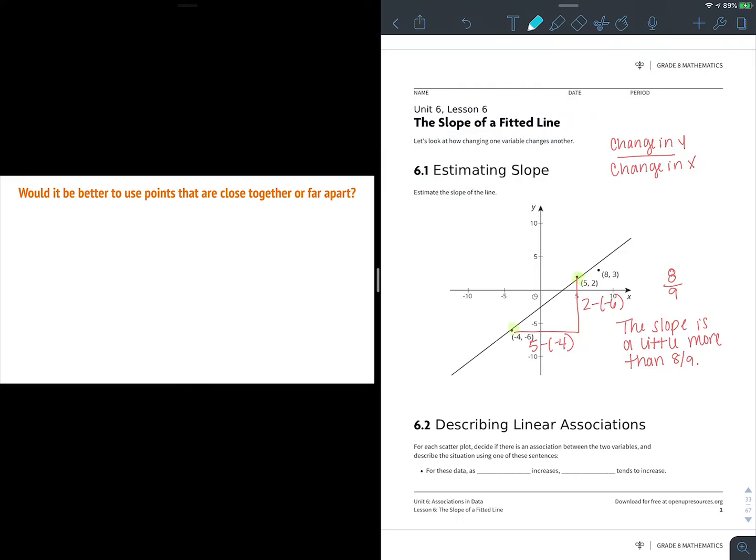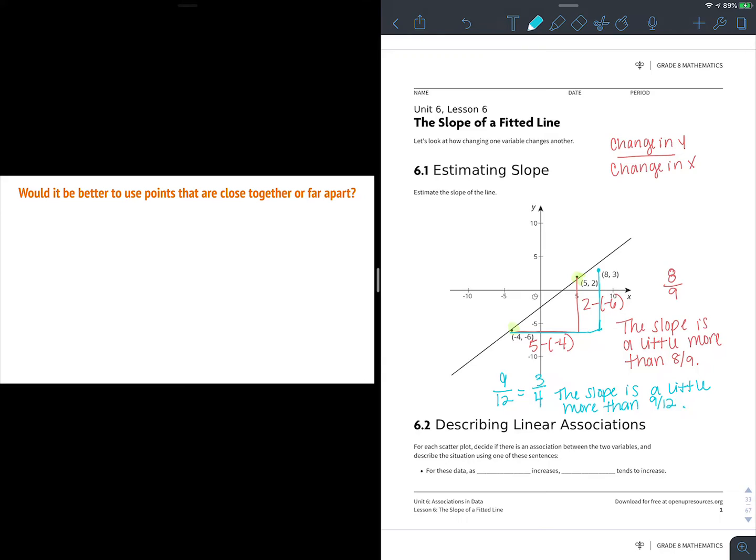Now, maybe you didn't use those points. Maybe instead you used the points 8, 3 and -4, -6. And if we looked at a slope triangle like that, maybe you estimated this to be more like 9/12, which is equal to 3/4. And if you use those points, we would say the slope is a little more than the 9/12. So that just kind of brings you back.